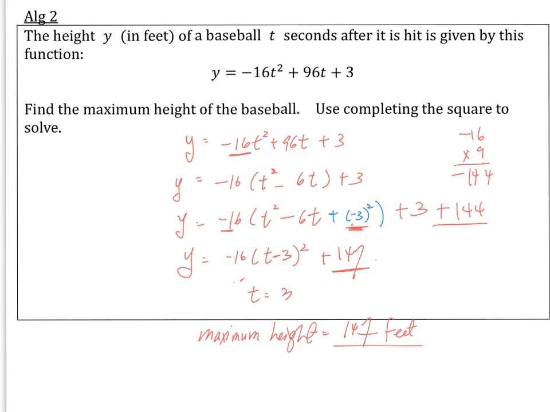And just to reiterate, the vertex here is at 3, 147. And because this is a baseball following a parabolic path, when it reaches t equals 3 seconds, it will reach a maximum height of 147 feet. And this concludes the lesson.